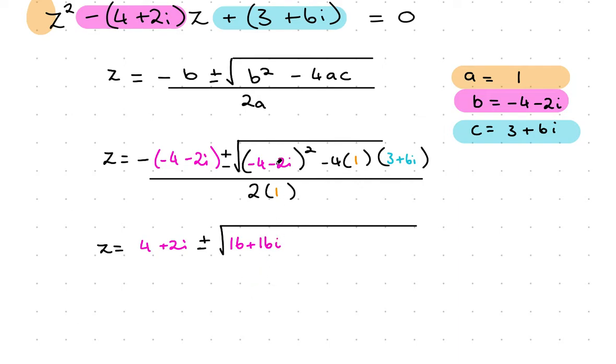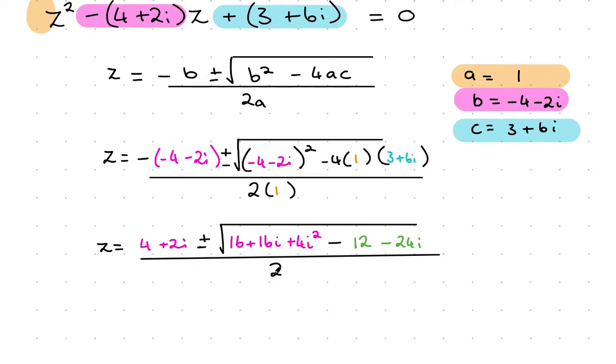And then we're going to have minus 2i squared, which gives me positive 4i squared. Then I'm going to have minus, and then it's going to be 4 by 1, which is 4, by 3. So I'm going to get 12 there. And then I'm going to have minus 4 by 1, which is 4, by 6i, which is going to give me minus 24i. So this is what we have there, and don't forget all over 2 multiplied by 1, which we can just write as 2 for now.